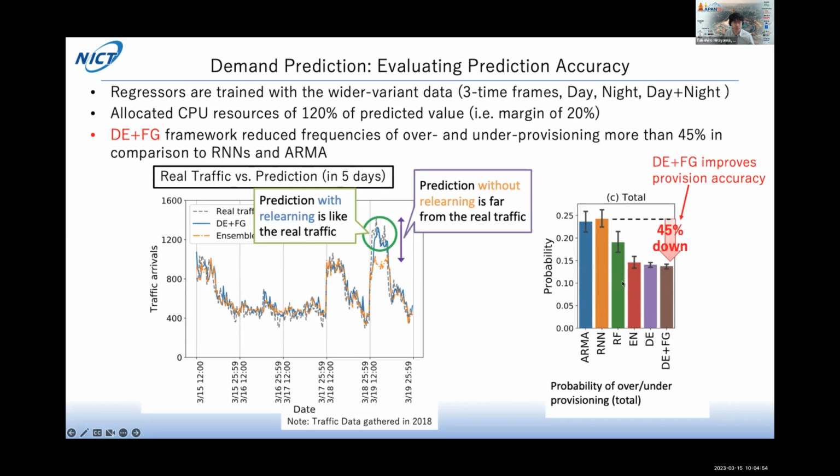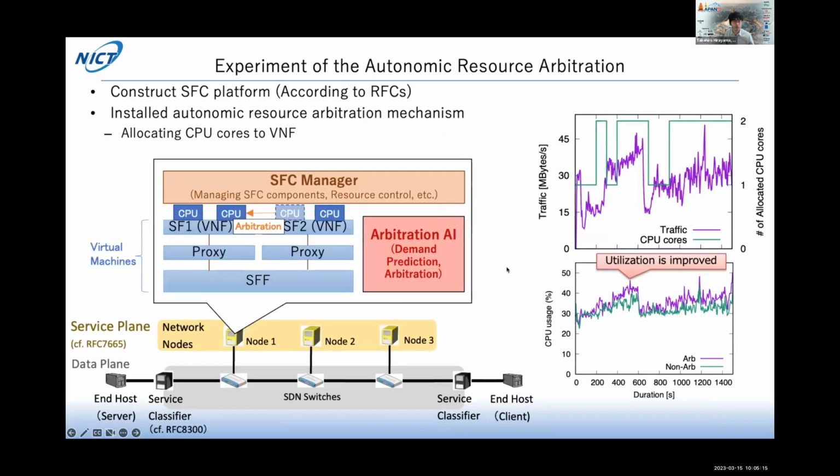This figure shows the probability of over and under provisioning against the 60-day traffic data. Totally, the probability of the provisioning error is reduced to about 45% smaller than in the case of ARMA or RNN. We also tried to install the prediction framework and arbitration mechanism into the SFC platform. We developed the SFC platform according to these RFCs.